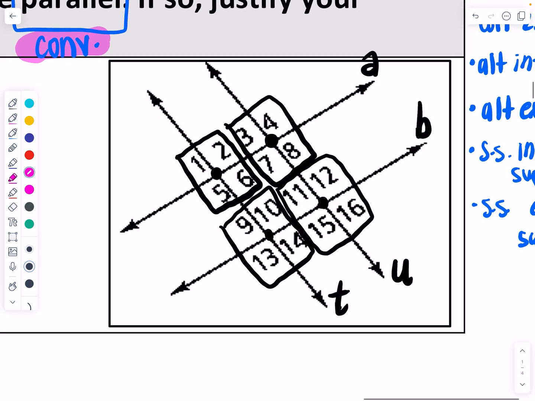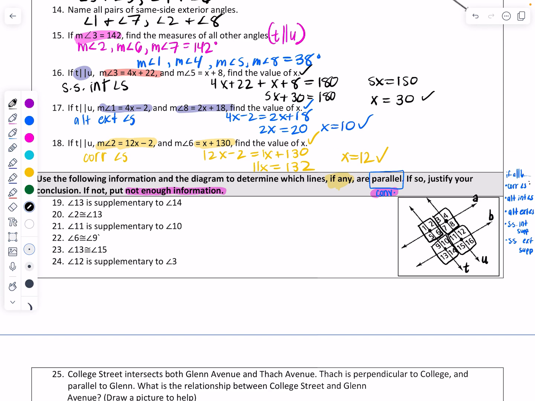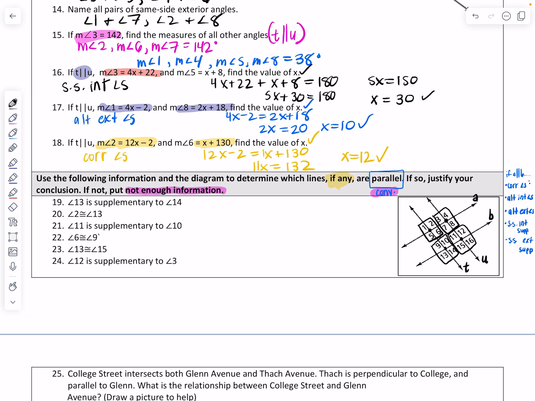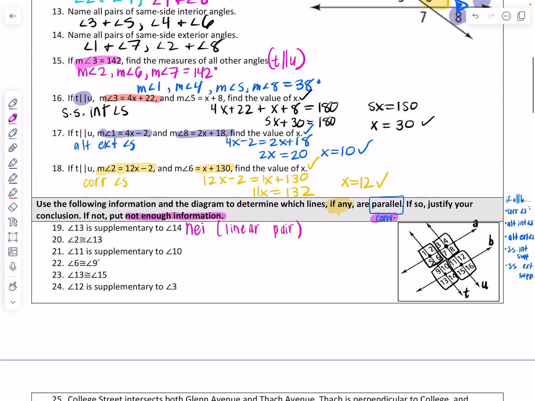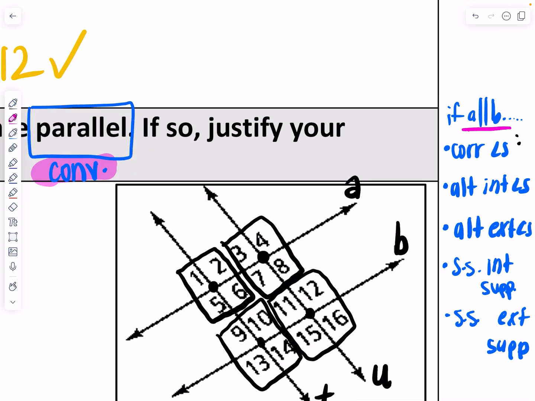So let's zoom in. If 13 is supplementary to 14, now y'all, the first thing I notice is that those are from the same group. That isn't even touching 2 sets of possible parallel lines. We just have the intersection of 2 lines around one group of 4. Y'all, we know that those are always going to be a linear pair. 13 and 14 adding up to 180 is always going to be true, regardless of if the lines are parallel or not. And so that is going to be a not enough information. Those are always going to be supplementary because those are a linear pair. Okay, not enough information because those are a linear pair. And notice that linear pair is not one of my reasons that lines can be parallel.